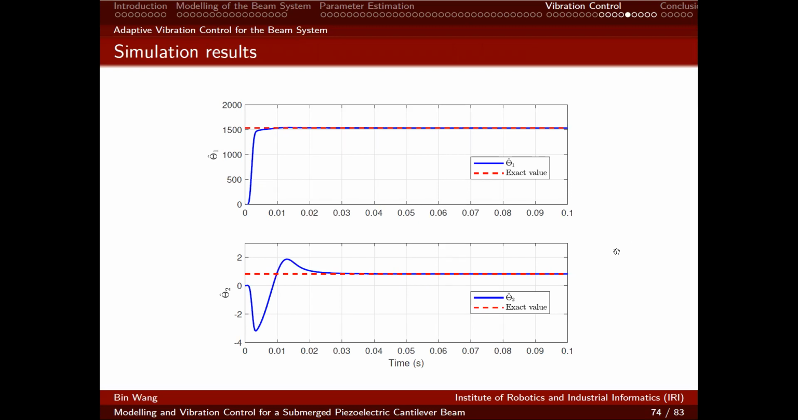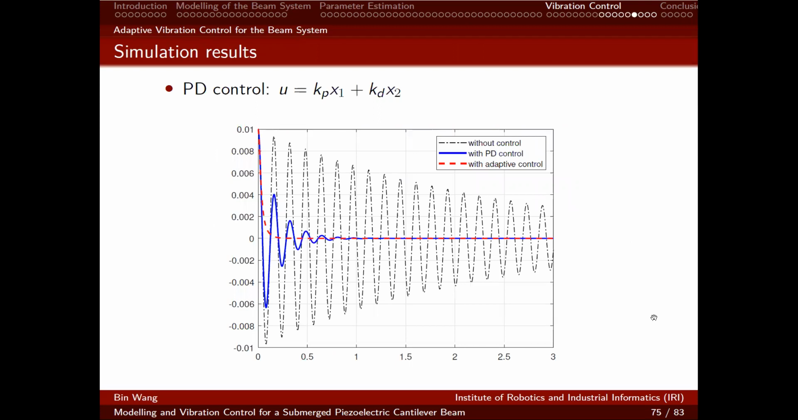Here are the simulation results. We can see the parameters can be estimated within a very short time. And we compared this control with PD control also. We can see the red line is the proposed adaptive control. The vibration can be suppressed very smoothly and fast.